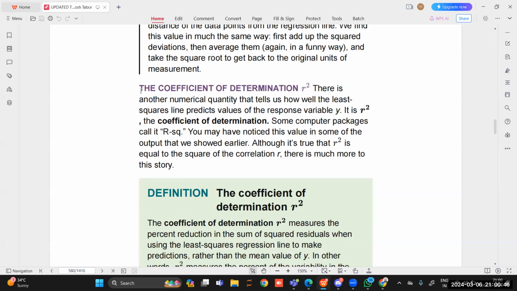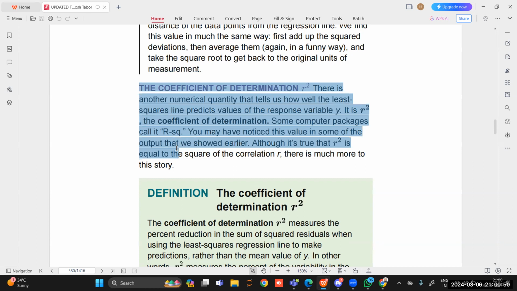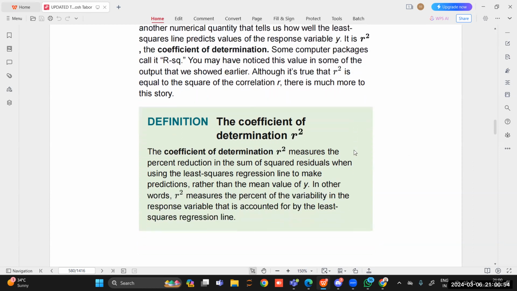So now the coefficient of determination, that's r squared. What is the coefficient of determination? The coefficient of determination measures the percent reduction in the sum of squared residuals when using the least square regression line to make predictions, rather than the mean value of y. In other words, r squared measures the percent of variability in the response variable that is accounted for by the least square regression line.